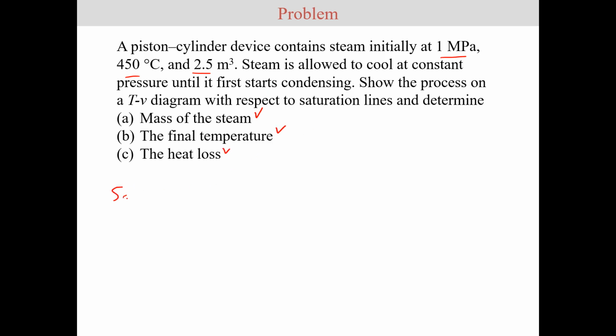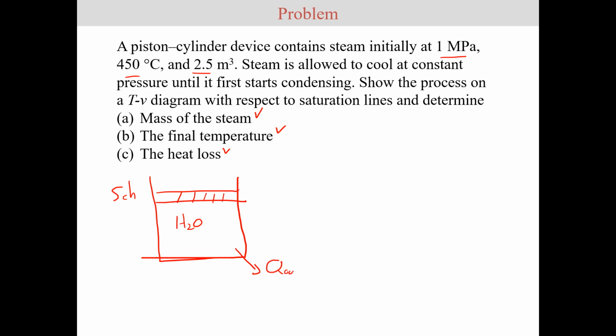So let's start with a schematic. I'll draw my schematic, my piston cylinder device. I have water inside my system. This is a cooling process, so I have heat leaving the system, resulting in my piston moving down. I'm going to go ahead and draw some assumptions. Number one, I'm going to assume that this system is stationary.